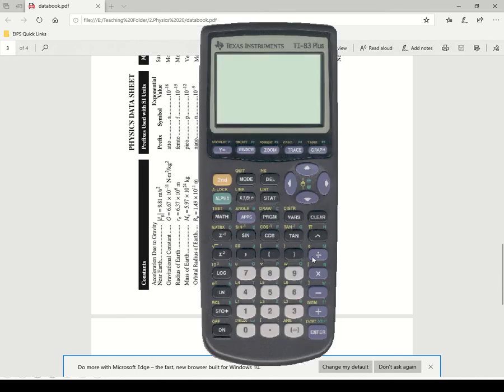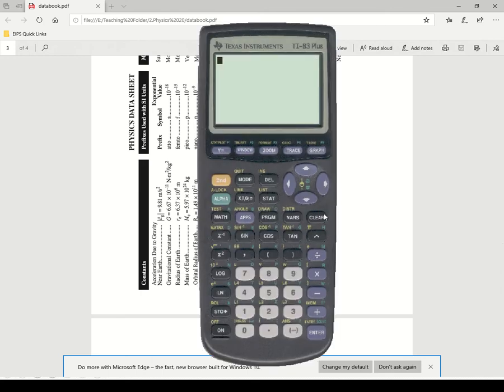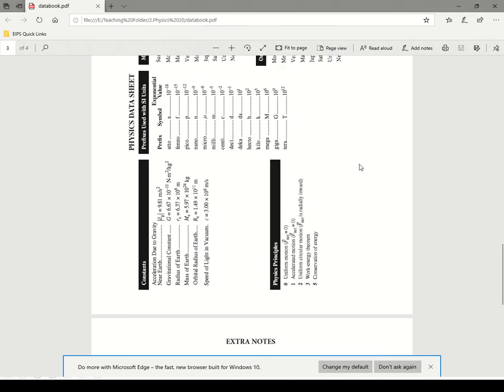Let me make this a little bit bigger. If you want to store a number, so we want to store 6.67 times 10 to the negative 11 into our calculator, you type in the number just like that, and you push the store button. Then push alpha G, because that's the symbol for it, and then push enter, and it'll be stored as G. So now if we type G times 2, it knows that G is 6.67 times 10 to the negative 11, and we're multiplying it by 2. So you have that stored in your calculator now.